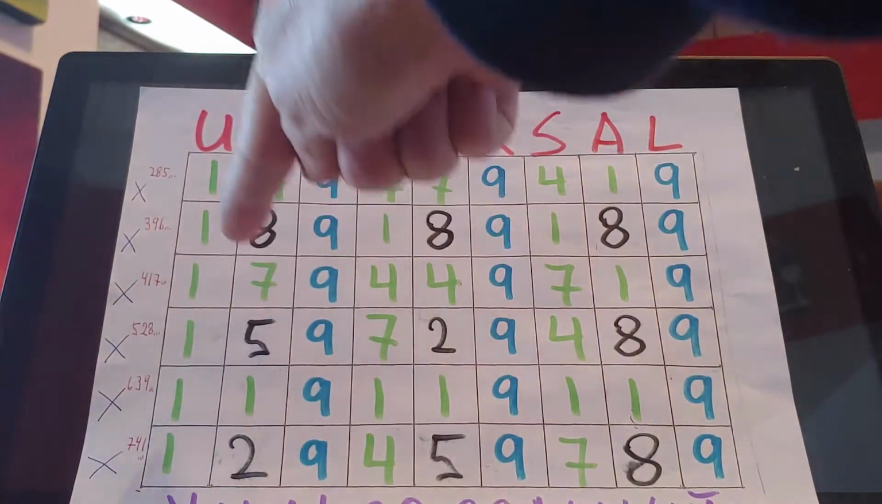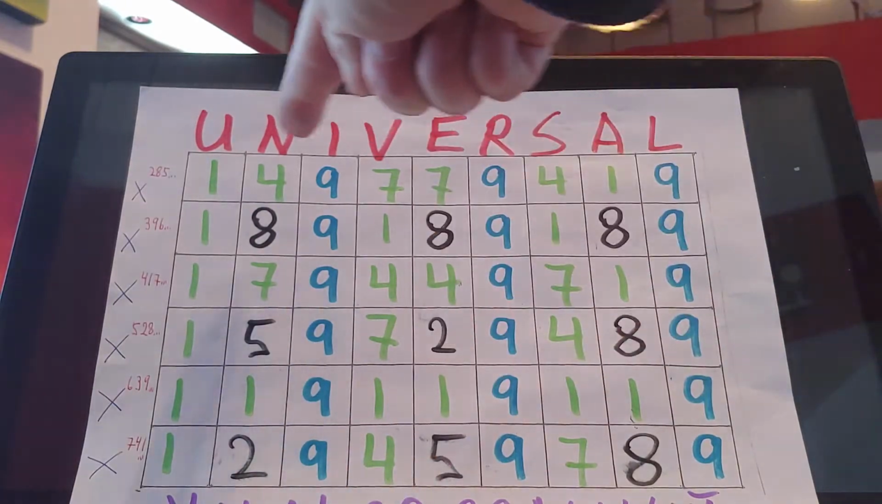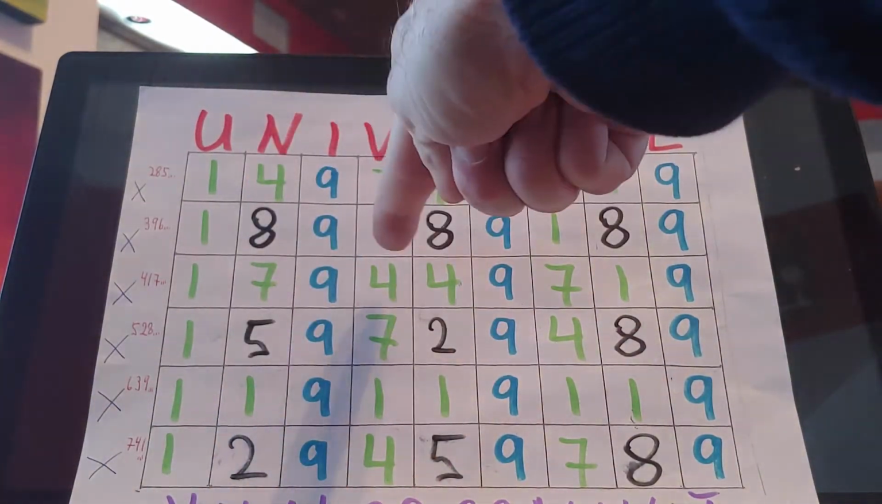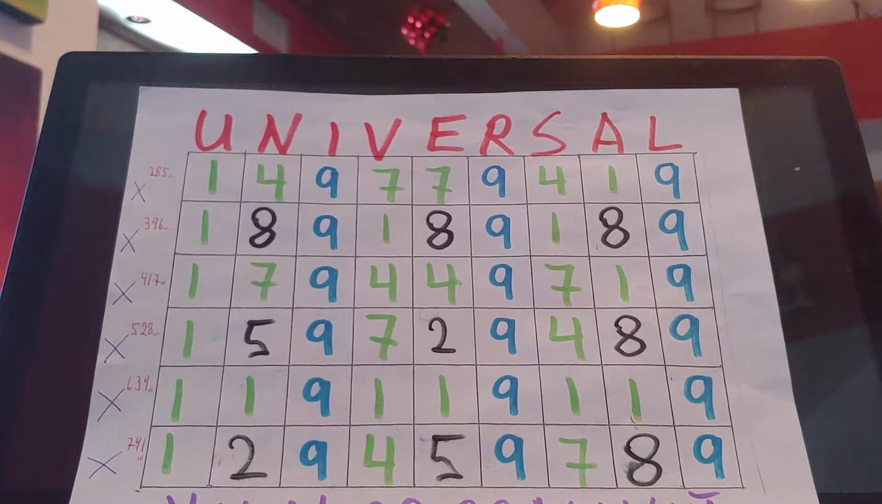2, 4, 8, 7, 5, 1. 4, 7, 1, 7, 1, 4, 4, 1, 7. Okay, so this is what happens when we're squaring these numbers.